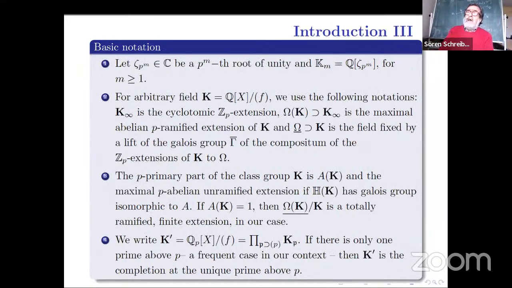Now we start with notations. Zeta_{p^m} is a p^m-th root of unity. K_m is the p^m cyclotomic field. And then some local notations, which I introduced for a generic field K. Omega of K is the maximal abelian p-ramified, maximal p-abelian actually, p-ramified extension of K. And omega underscore is the field of interest, namely the field fixed by a lift of the Galois group of the compositum of all the Z_p extensions. So this omega underscore contains the torsion that we are interested in and which we want to show at the end doesn't exist. In particular, omega is equal to F over D.